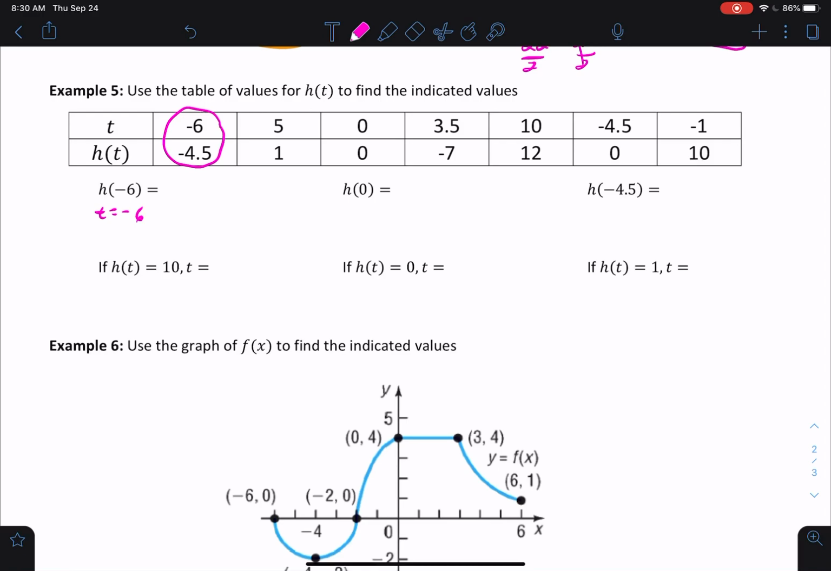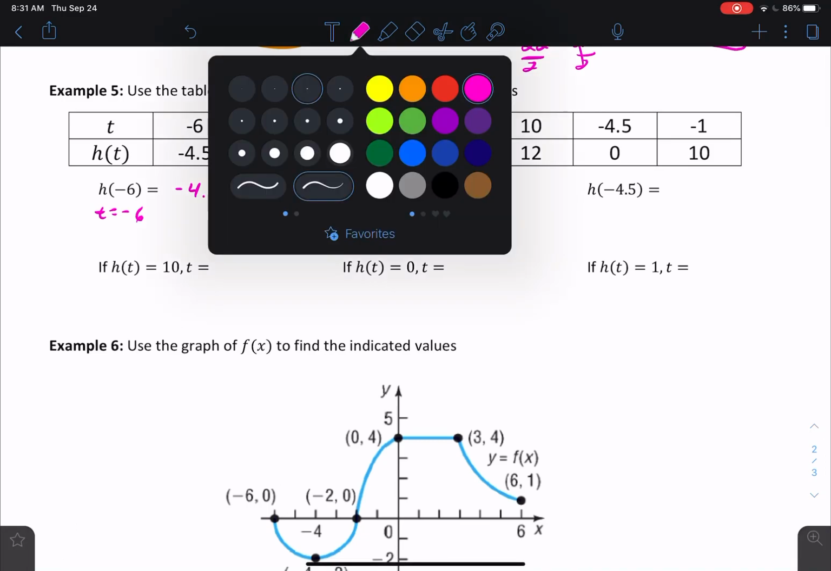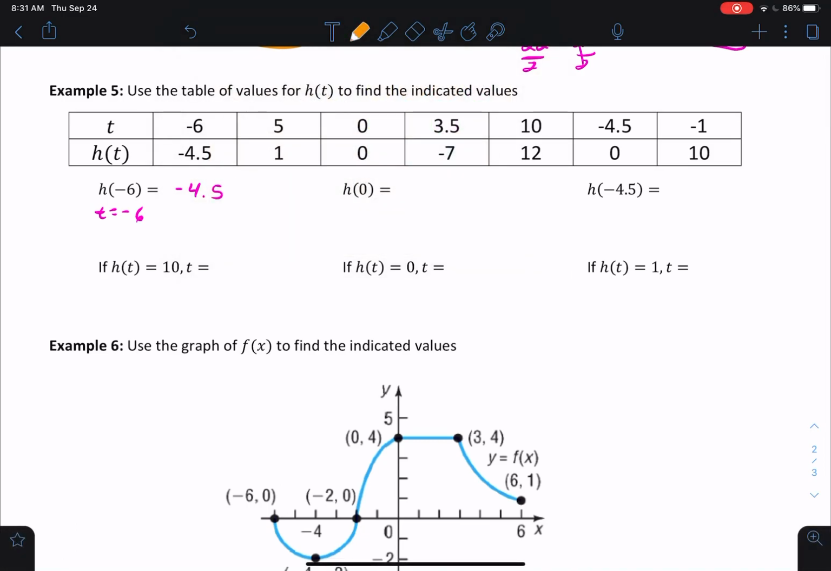Okay, so if t is negative 6, h of negative 6 is going to be the output, which is going to be negative 4.5. All right, so next up, we got h of 0. So I'm going to look, where is t equal to 0? T is equal to 0 right here. And when I plug in 0 for t, I get out 0 for h of t, h of 0. Okay?